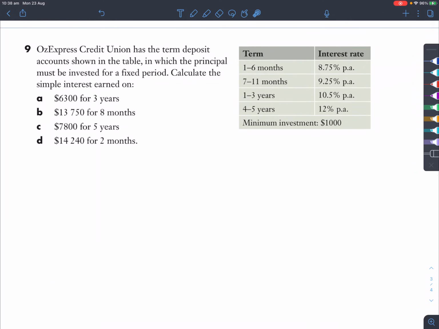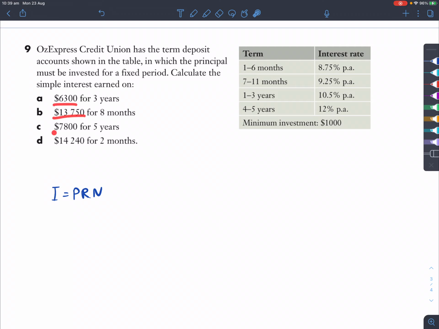Question 9. Aussie Express Credit Union has the term deposit accounts shown in the table in which the principal must be invested for a fixed period. Calculate simple interest earned on these amounts. All of these questions are just utilizing I is equal to PRN, and we're trying to find I here, but you just have to look at the specific percentage you need for each case.